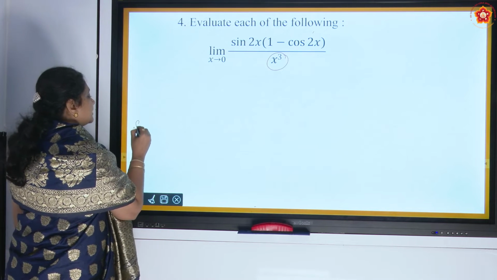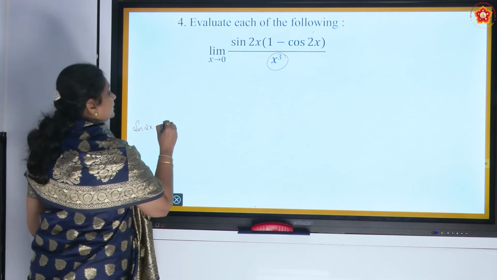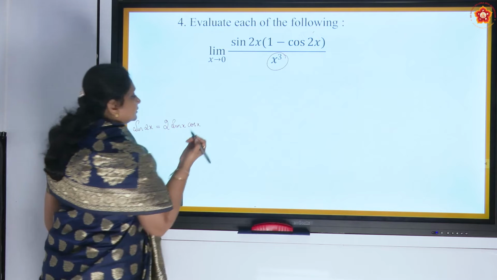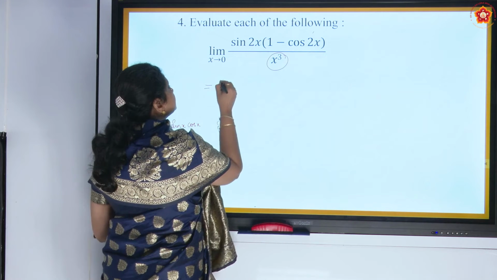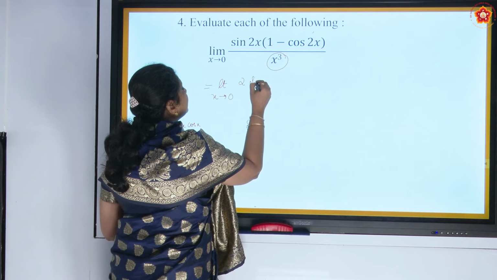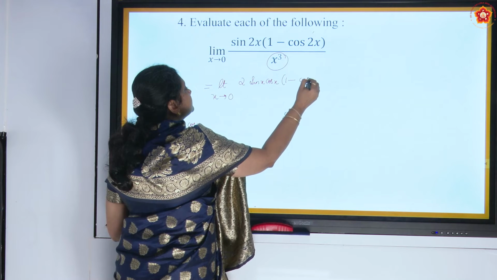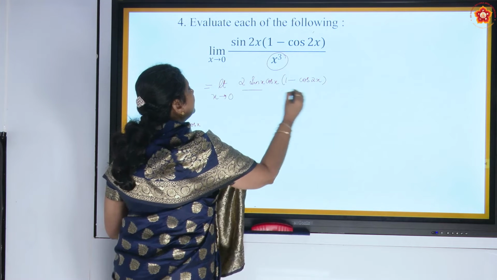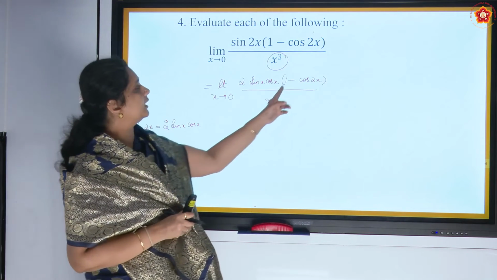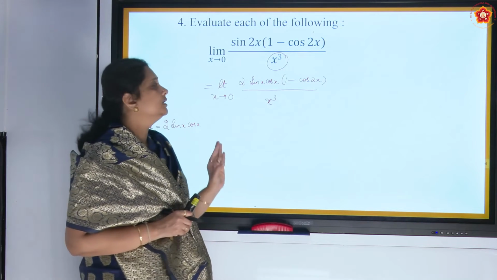Now looking at sin 2x, do you all remember any identity that you have learnt? It is 2 sin x cos x. So let's rewrite that first. I have limit x tending to 0, 2 sin x cos x into (1 minus cos 2x) by x cube. Again, my problem is not solved because this 1 minus cos 2x is again going to give me 1 minus 1, that's the 0 by 0 form. This is of no use.